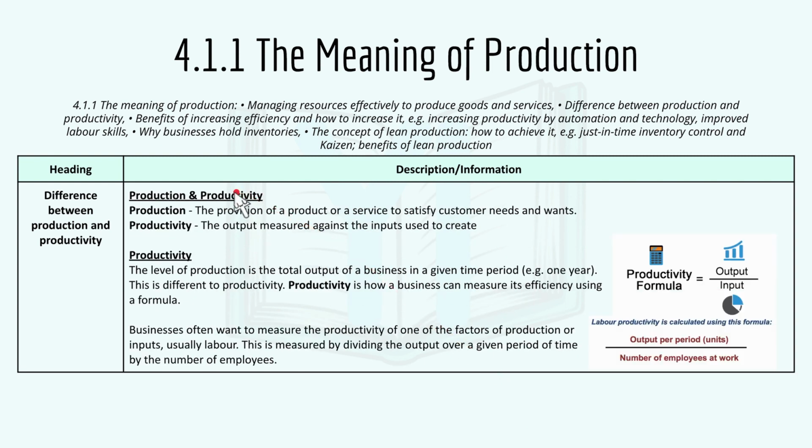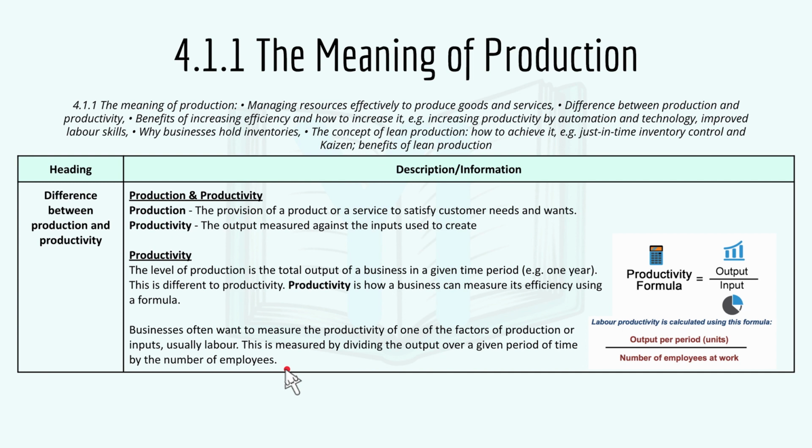Then we have production and productivity. Production is the provision of a product or a service to satisfy customer needs and wants. And productivity is the output measured against the input used to create the output. And here's more for productivity. The level of production is the total output of a business in a given time period, like one year. And this is different to productivity. Productivity is how a business can measure its efficiency using a formula, right here. The productivity formula is output over input.